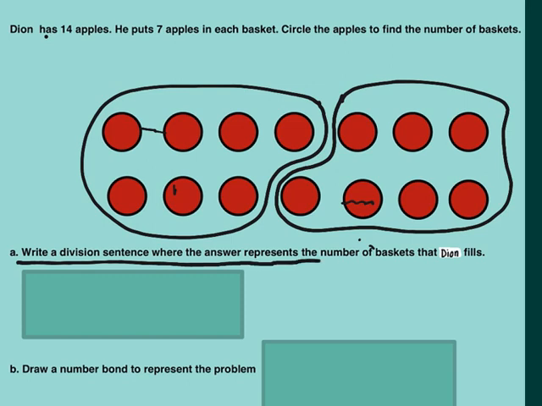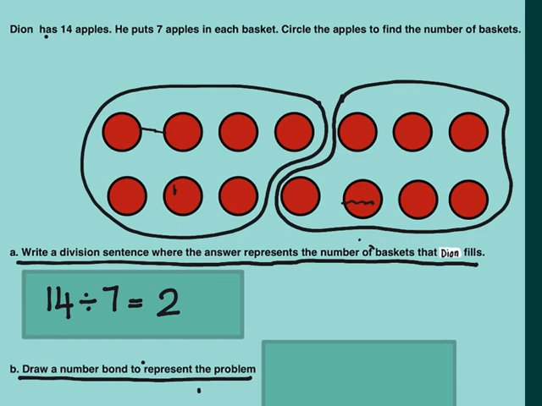Write a division sentence where the answer represents the number of baskets that Dion fills. We can write the division sentence beginning with the total number of apples, which is 14, divided by the number of apples in each basket, which is 7, to find the number of Dion's baskets, and the answer is 2. 14 divided by 7 equals 2 is a division sentence.